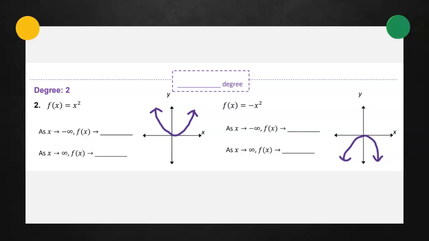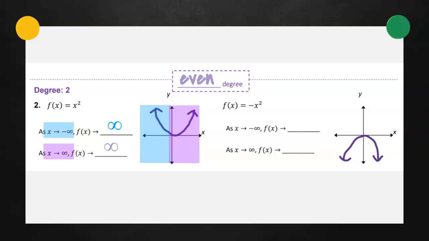Now, if we go up a degree of 2, it is an even degree, and these are two graphs of parabolas. So again, as x approaches negative infinity, the left side of my graph, what is the behavior doing? F of x is approaching positive infinity. It points up towards the positive y values. And on the other side, as x approaches positive infinity, my function is approaching also positive infinity.